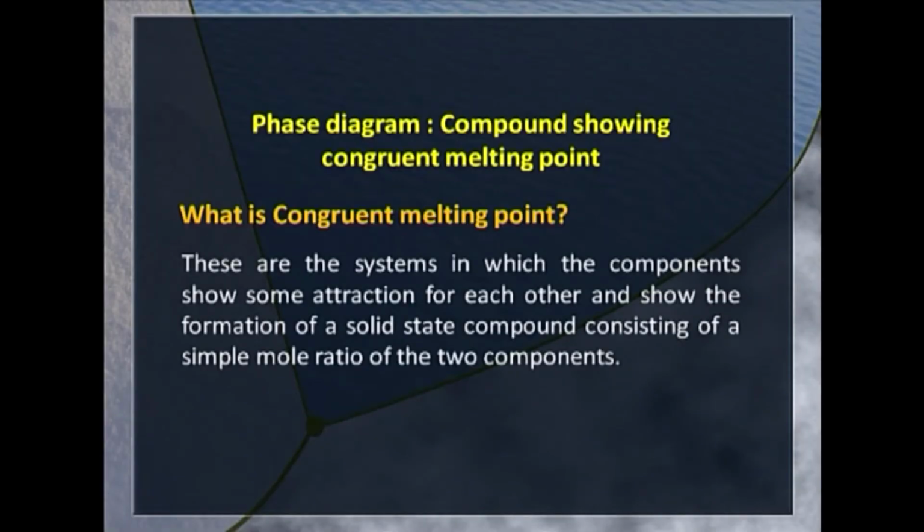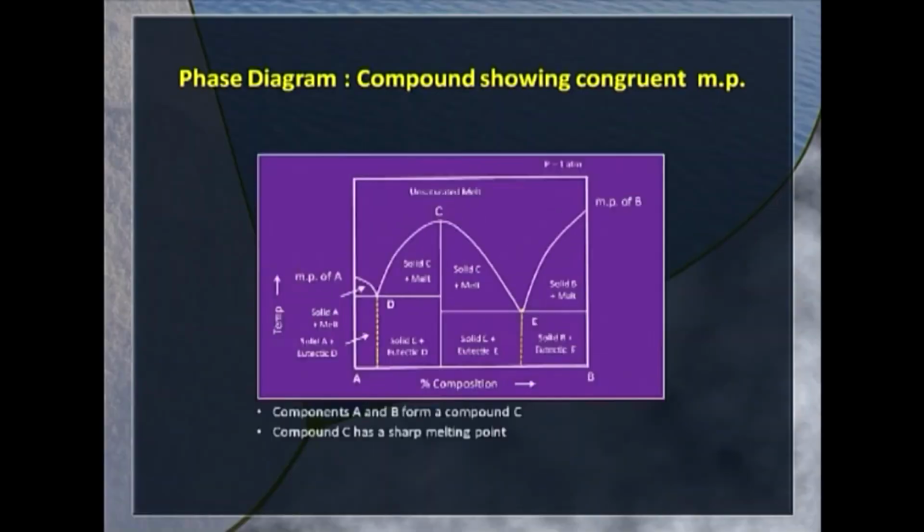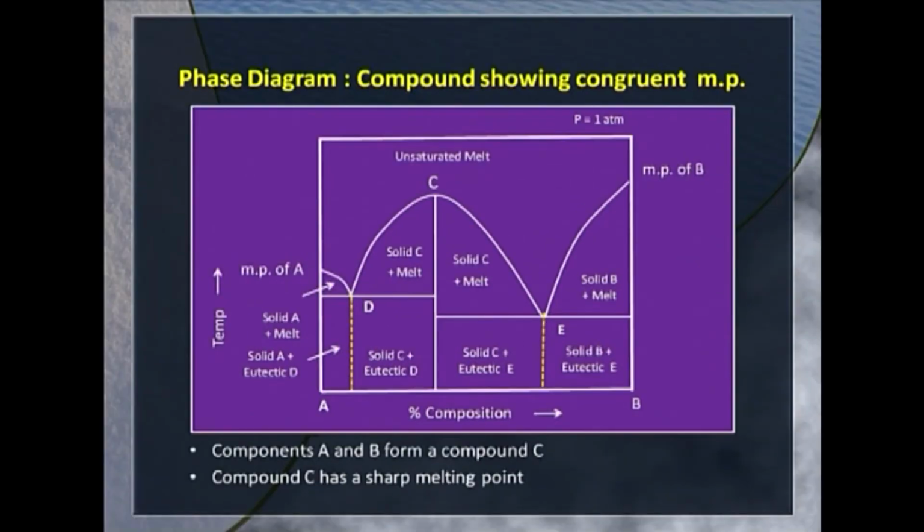And how do they form the compound? If the two components have affinity for each other, they show the formation of a solid state compound, and as I told you, the compound formed will have a definite formula. Here you have a diagram which is representative of a system in which a compound C is formed between the components, and compound C has its own properties, it has its own melting point.